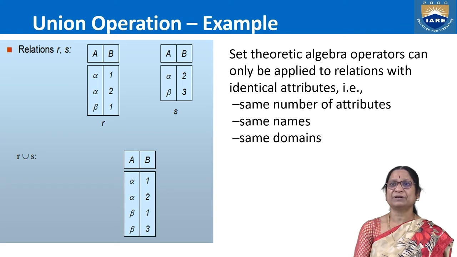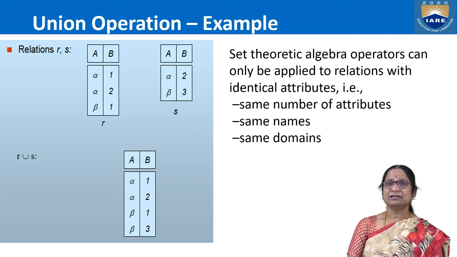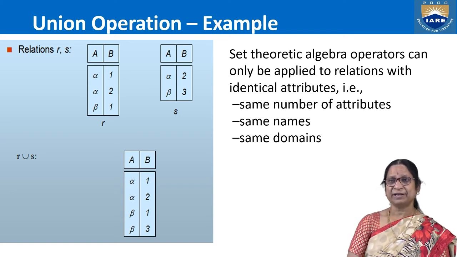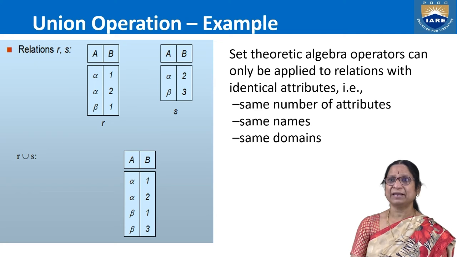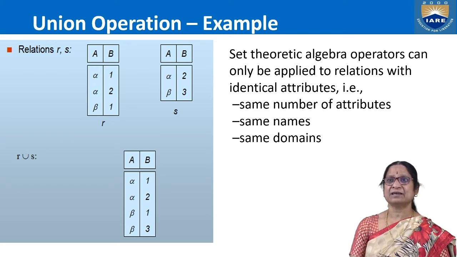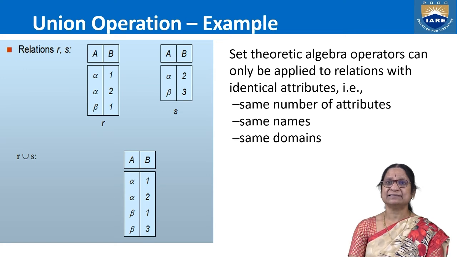So what is this union operator? Before writing this union operator, the two relations, that is two operand relations, must satisfy the compatibility condition. What is meant by compatibility condition? The two operand relations must have the same number of attributes and the same type of attributes, same domains also. That means the set theoretical algebraic operation can only be applied if the two operand relations satisfy the compatibility condition.